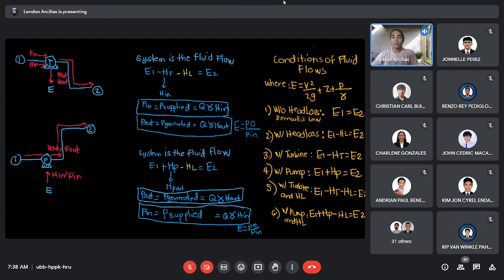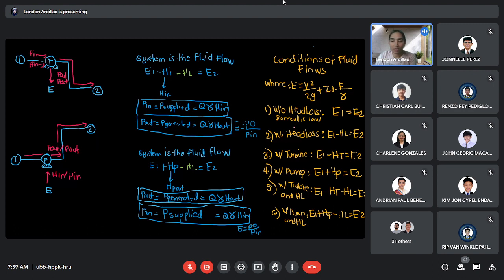Okay. So again, there are conditions of fluid flows. For a perfect fluid flow, E1 is equal to E2 only. So, substitute the value of velocity over 2g plus Z plus P over the specific weight. This is the kinetic head. This is the elevation head. This is the pressure head.